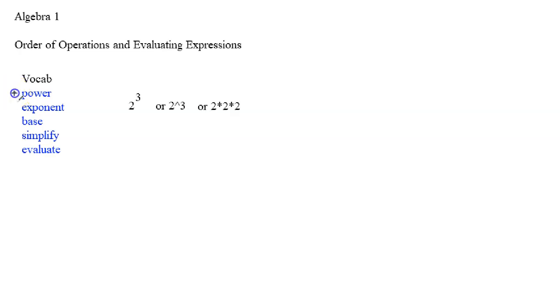All right, so the big one is power, exponent, and base. When we're talking about this in terms of a word phrase, we would say raised to the third power. Oops, I misspelled that. There we go, fixed it. Raised 2 to the third power.